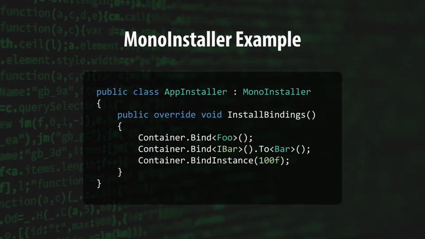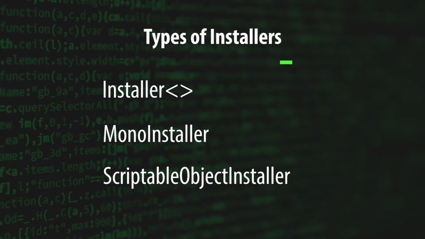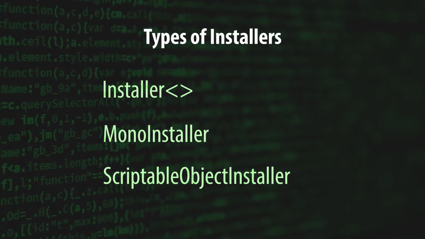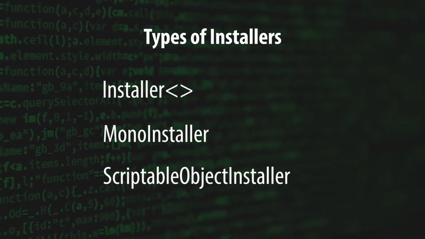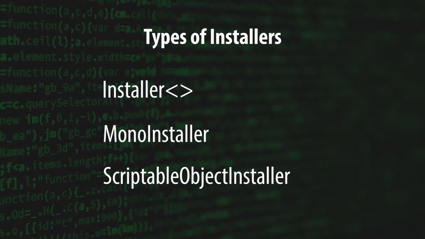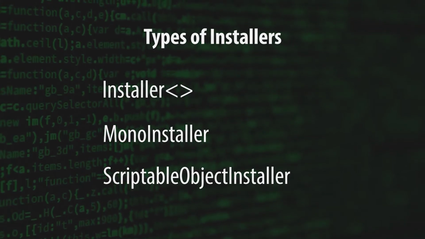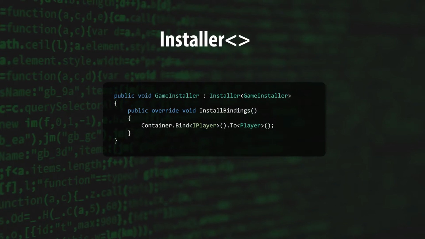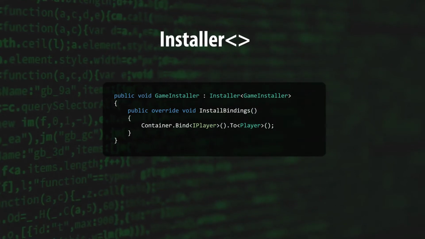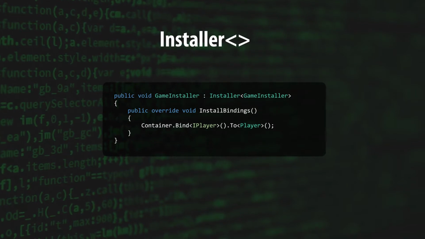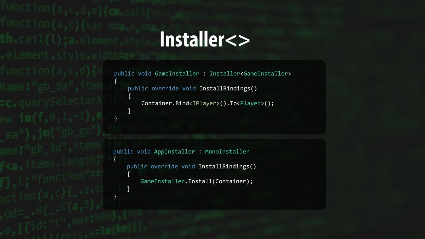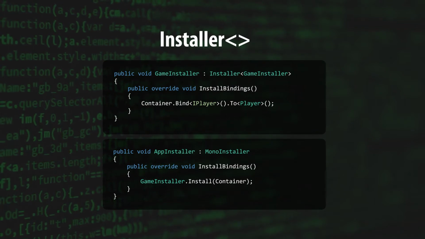covers the topic. To create an installer, simply subclass one of the three built-in installer classes: Installer, MonoInstaller, and ScriptableObjectInstaller. Then, override the install bindings method. The simplest way to create an installer is to subclass the installer class. Then, have it reference itself as a generic argument, so the base class can define a static method that exposes it. This makes the installer much easier to reuse.